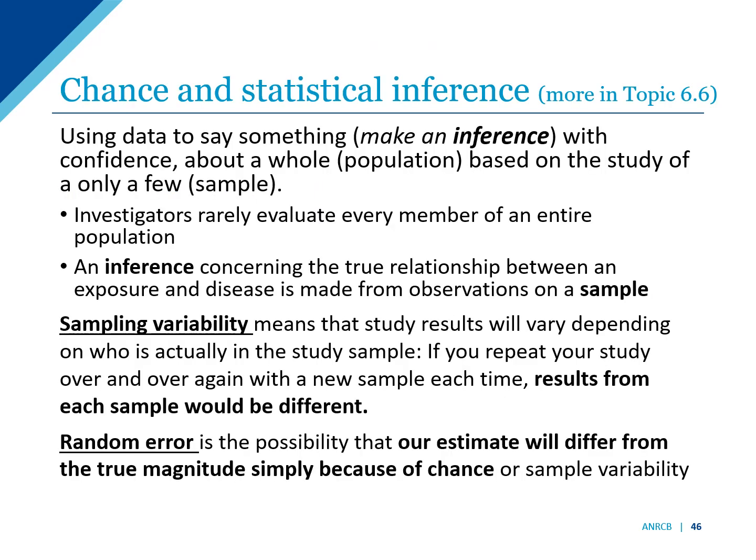Statistical inference is when we use data to say something or make an inference with some confidence about a whole population based on the study of only a few, or the sample. It's very rare that an investigator can evaluate every member of an entire population, so we have to make this inference based on a sample. If we repeat our study over and over again with a new sample each time, results from each sample would be different. This is sampling variability and is the random error that creates the possibility that our estimate will differ from the true estimate simply because of variation in the samples.